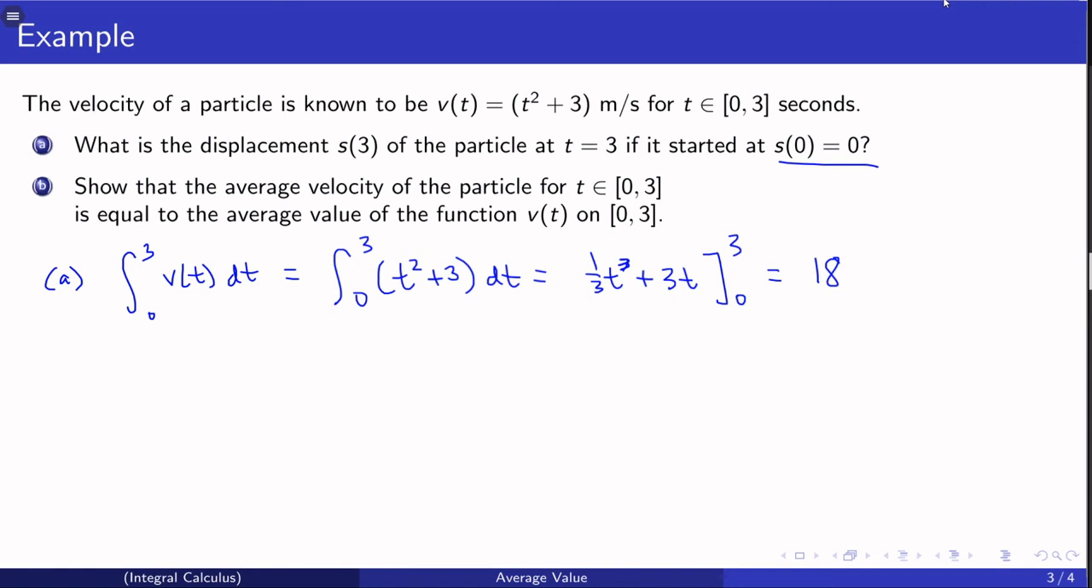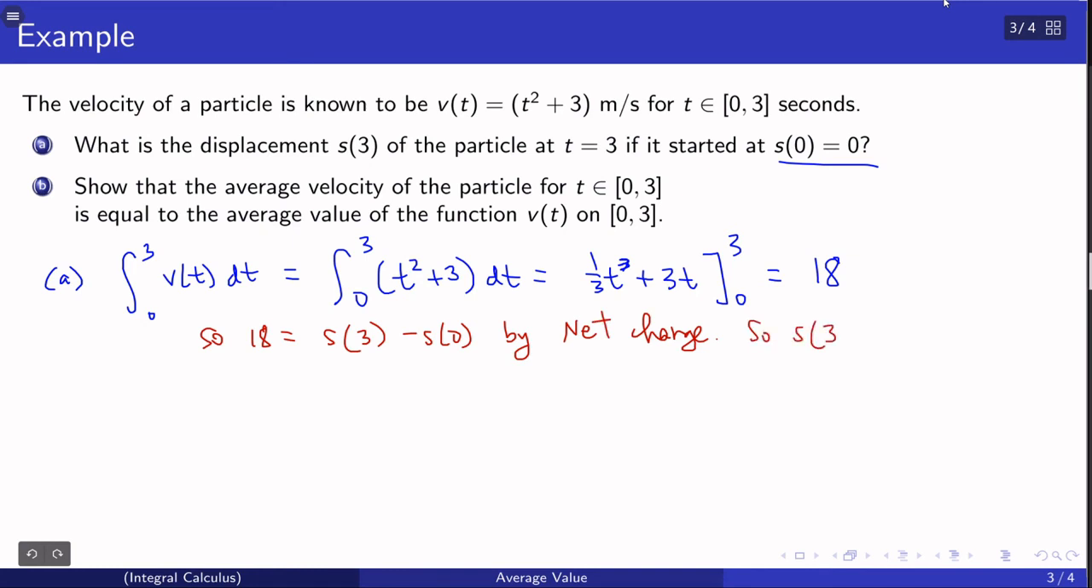Right. And so now this is equal to, now this is by the net change theorem. Right, and so what we have here is that s of 3 is equal to exactly 18. Right, because s of 0 is 0. Okay, so that's the displacement.